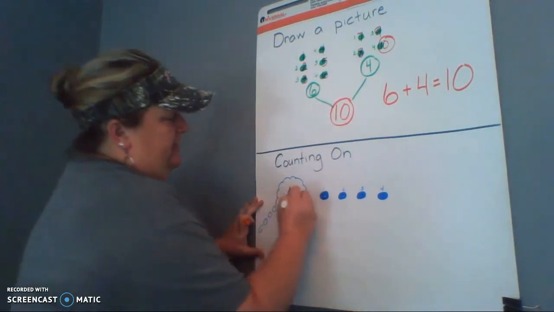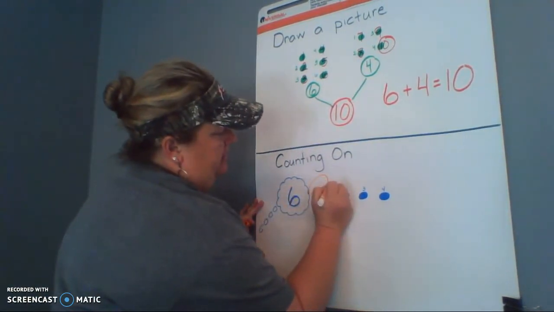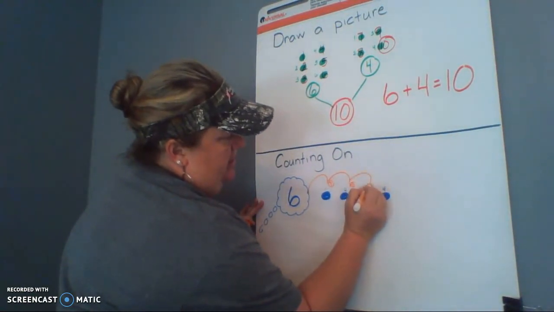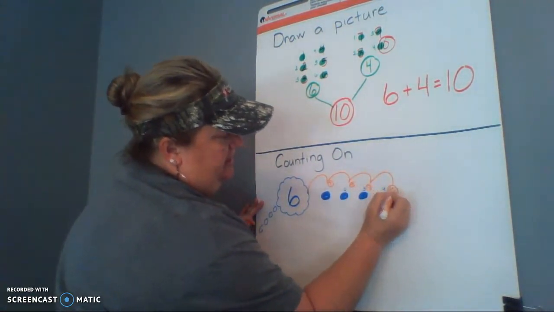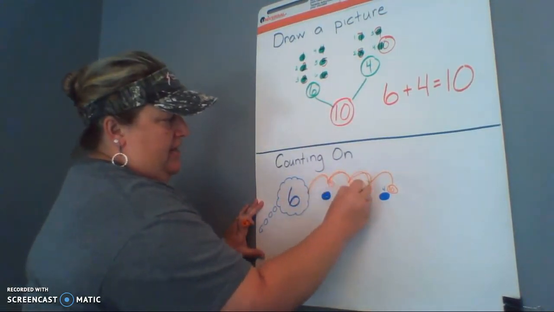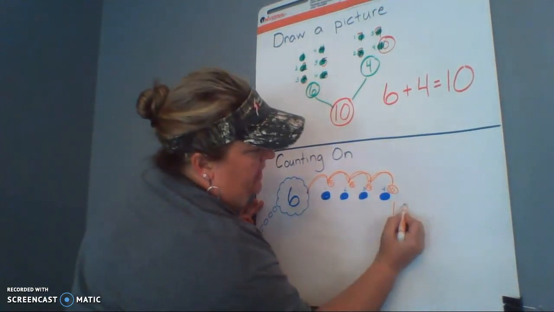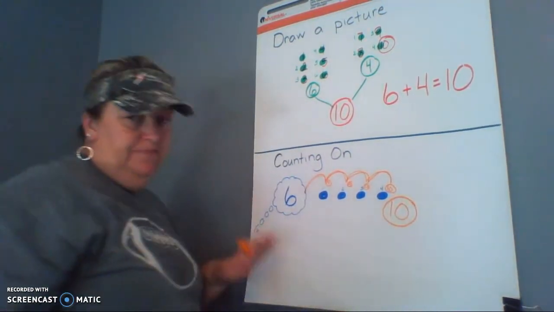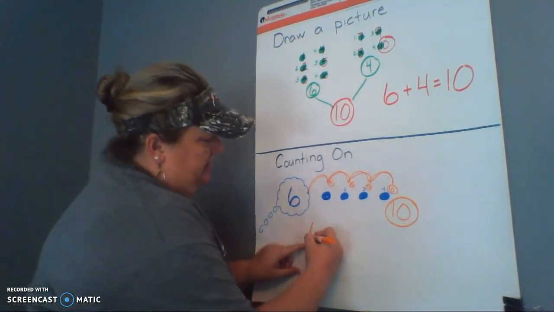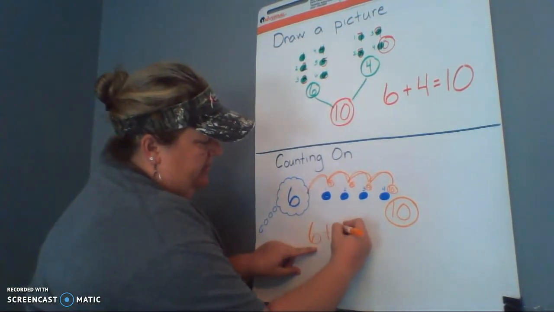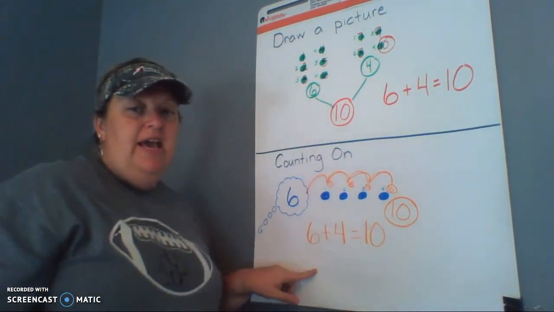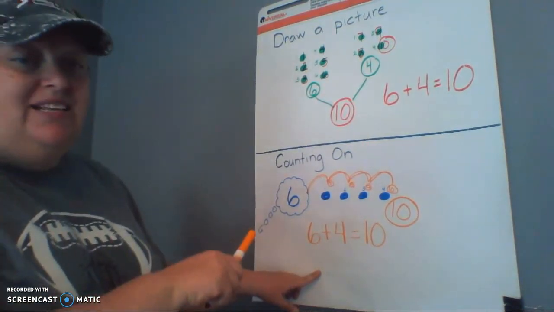So I start at 6 and I go 7, 8, 9, 10. Good. So I went 6, 7, 8, 9, 10. And how many lollipops does she have? 10. Great job. So my number sentence is going to say 6 plus 4 equals 10. Excellent job.